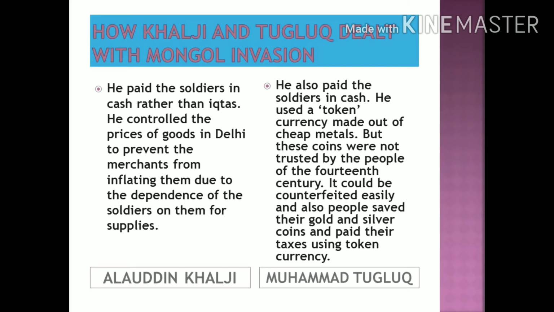And what mistake he did is he minted new coins that were made up of cheap metals instead of making it from gold and silver. लोगों ने इन कॉइन्स पे विश्वास नहीं किया and people were very smart. उन्होंने अपने gold and silver coins तो रखे अपने पास and he paid their taxes using this currency made up of cheap metals. And this currency could also be counterfeited easily, यानी कि इन सिक्कों के नकली सिक्के बहुत बनाए जा सकते थे और लोगों ने बनाए भी. So इससे मोहम्मद तुगलक को बहुत नुकसान हुआ.